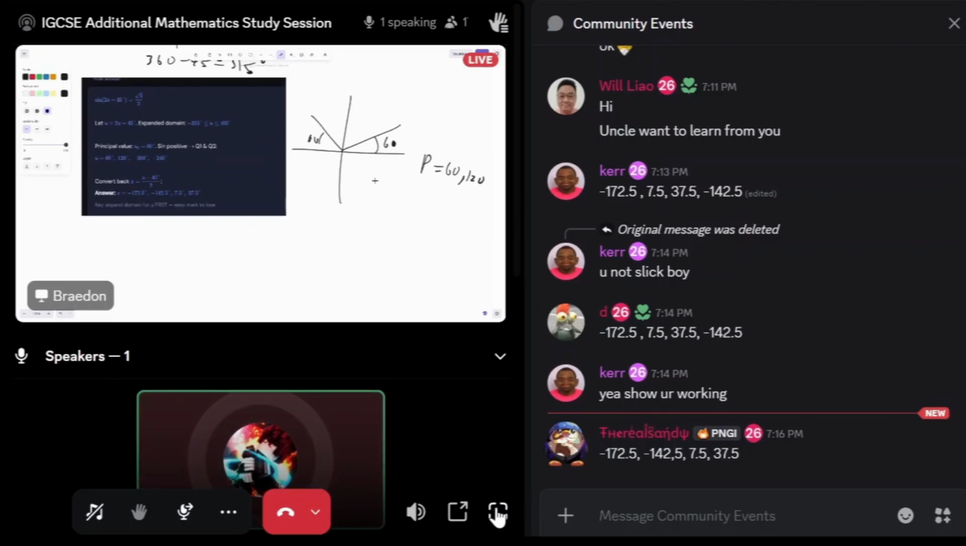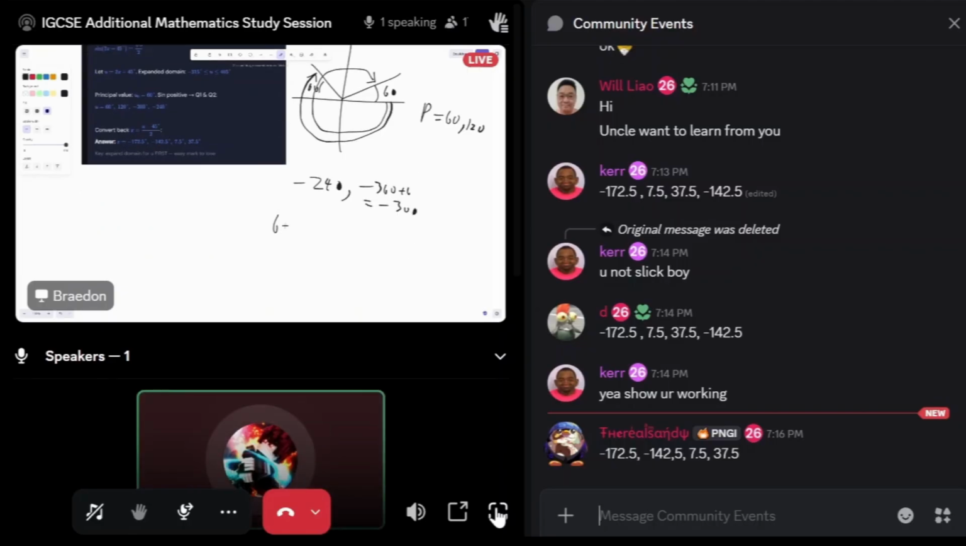So next is negative. And since negative is clockwise, we start here. But as long as it ends at a positive quadrant, a negative angle can also give a positive answer. So these are the two. 180 plus 60, so it's 240, negative 240. And negative 360 plus 60 equals negative 300. So we have these 4 answers.